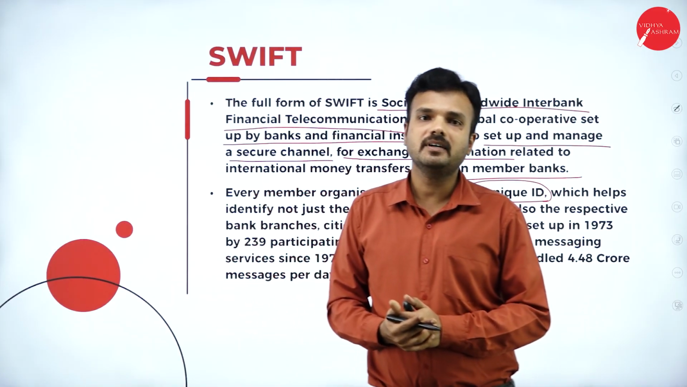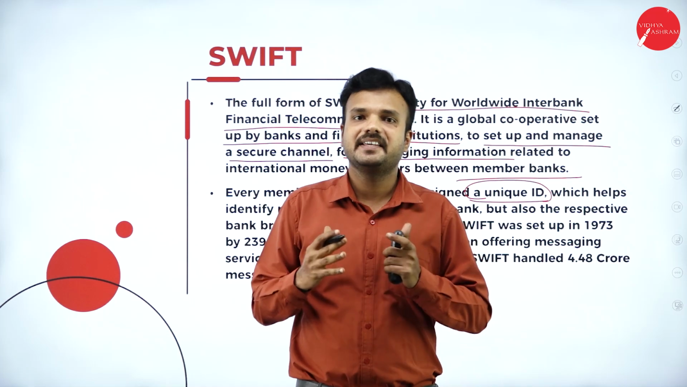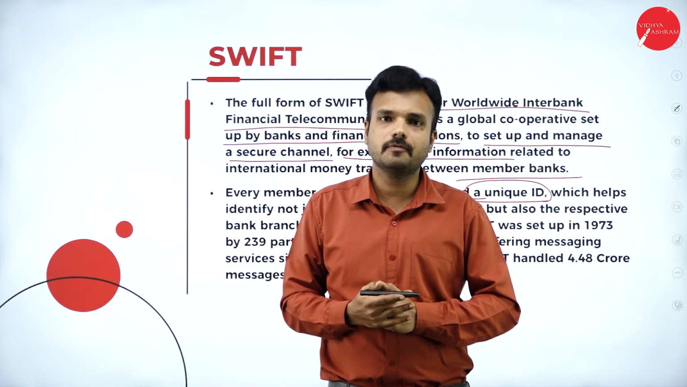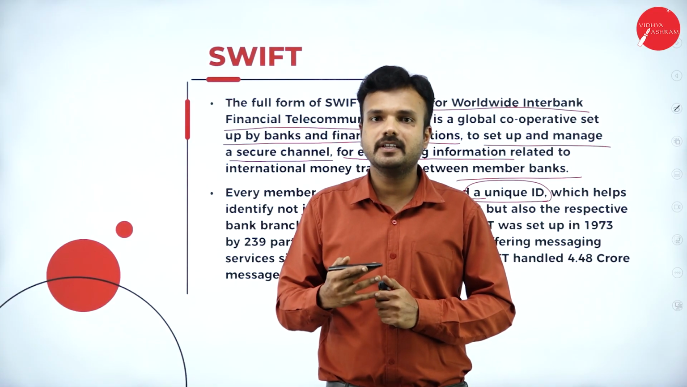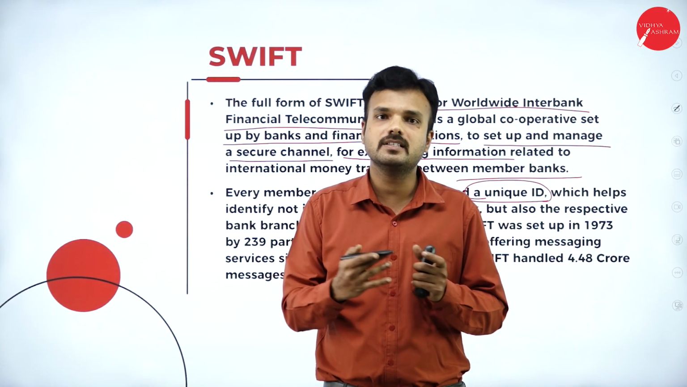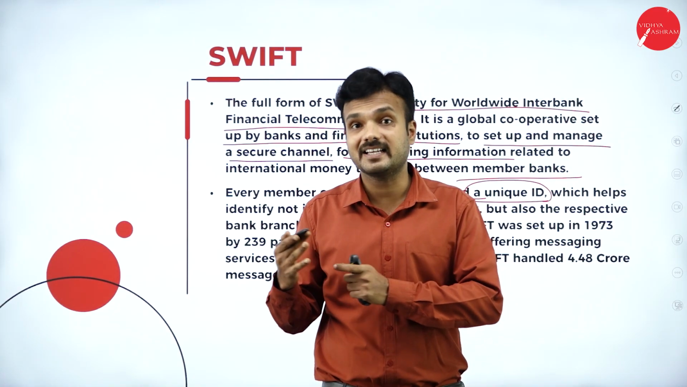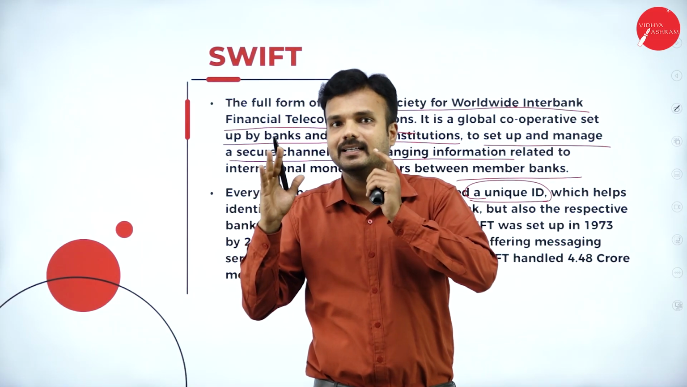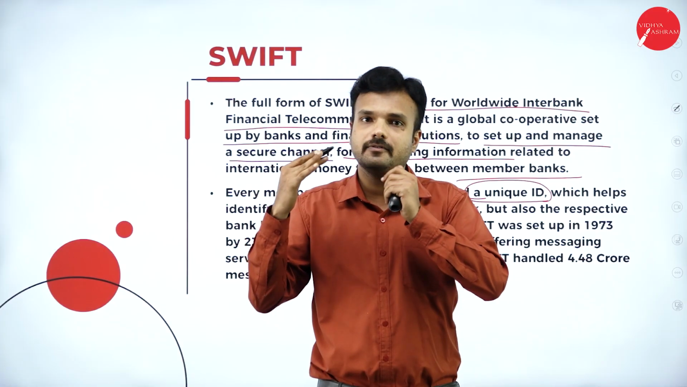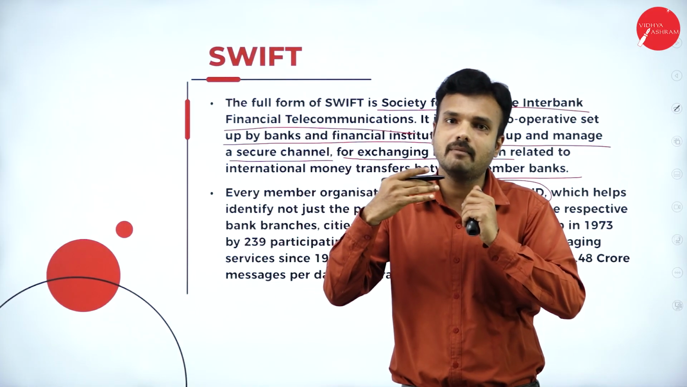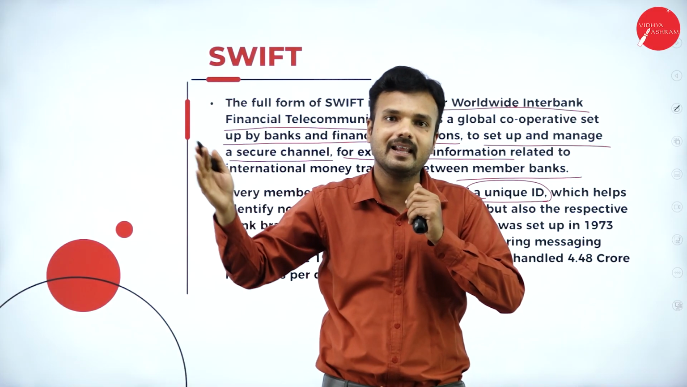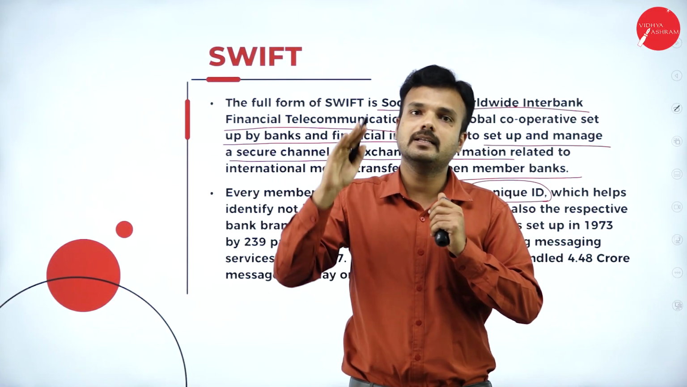This SWIFT system acts as an agent to serve banking companies. What is the function of SWIFT? It sends business financial transaction messages from one branch of a bank to another bank internationally. If any message should be passed from India to America, India to China, India to Japan, India to Nepal, it happens through SWIFT.